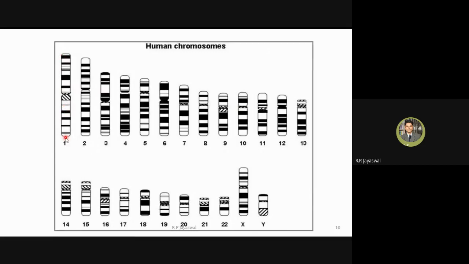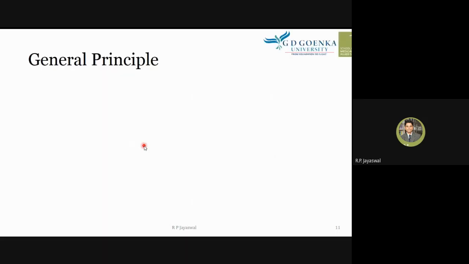So based on the pattern of these chromosomes, we have also just represented this. Here the chromosomes are not in pairs. There is no pairing of the chromosomes. There are no homologous partner chromosomes here; it has shown that these chromosomes are single. So here, the general principle.